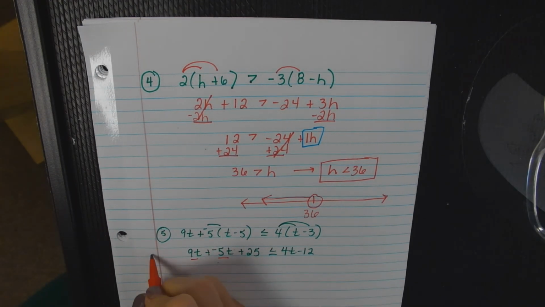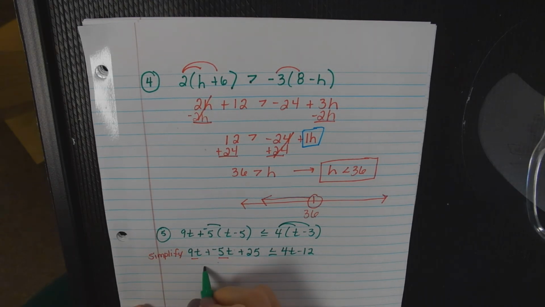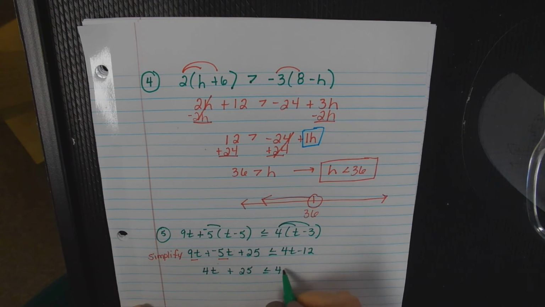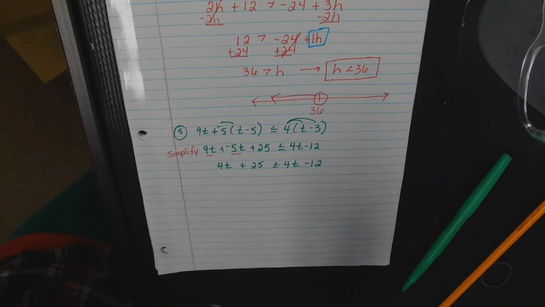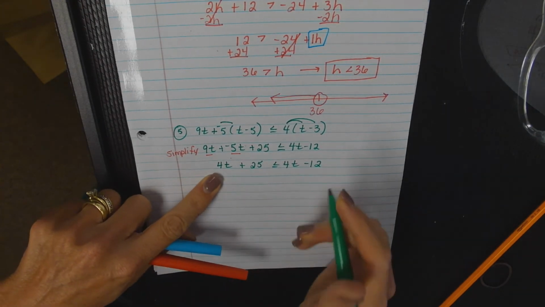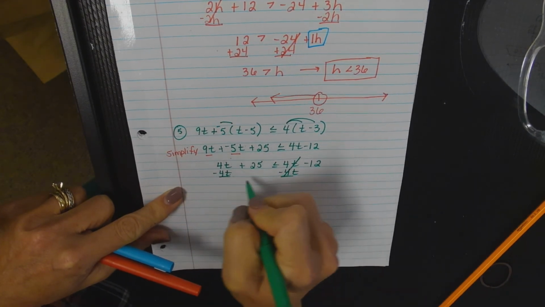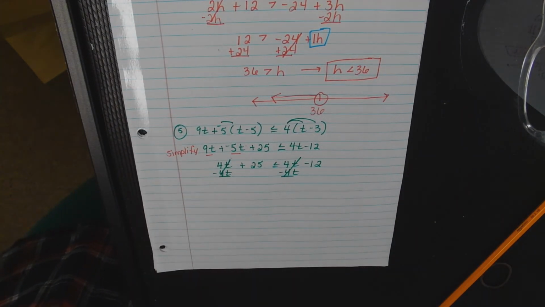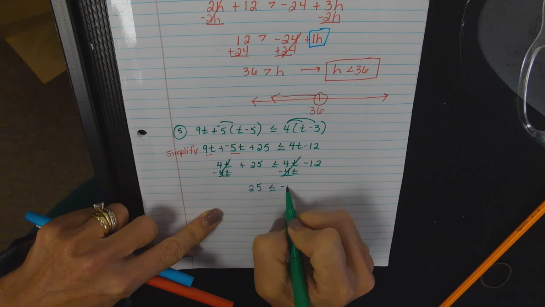Recognize, please, you need to simplify here. You have two terms that have t's. 9 plus negative 5 is positive 4t. Plus 25 less than or equal to 4t minus 12. You may see what's about to happen. Oh, I have 4t's on both sides, so let's see. I'm just gonna take this one over here, take this one over here. What happens now is they both cancel. Does this ring a bell? Okay, so what you're left with is 25 less than or equal to negative 12.